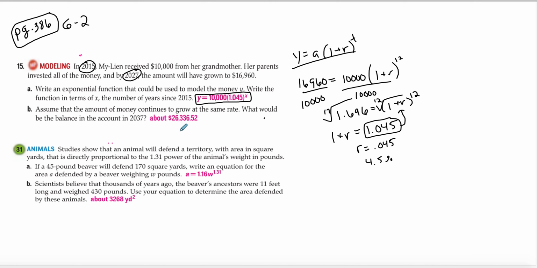Okay, so in part B it says assume the amount of money continues to grow at the same rate, which is the 4.5%. What will be the balance in the account in 2037? So how many years from 2015 is 2037? That's 22 years. So you're going to use your equation here. Y equals 10,000 times 1.045 to the t, or x, which is 22, and that will end up getting you $26,000 right there.